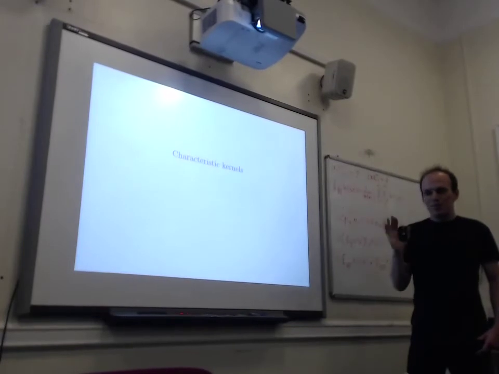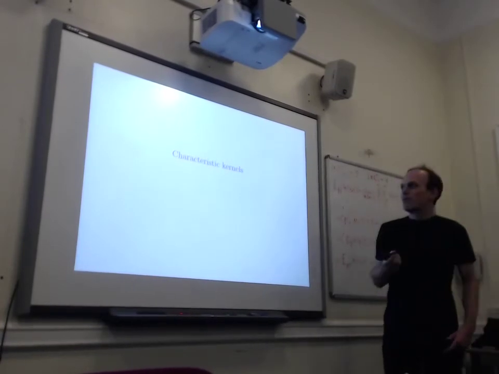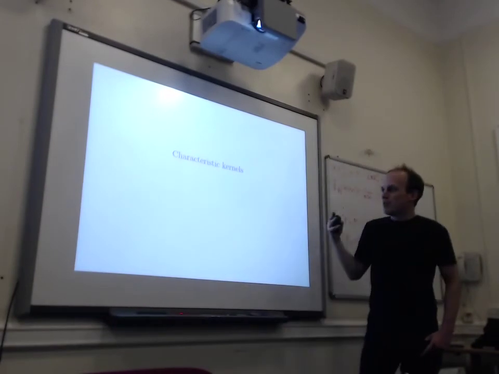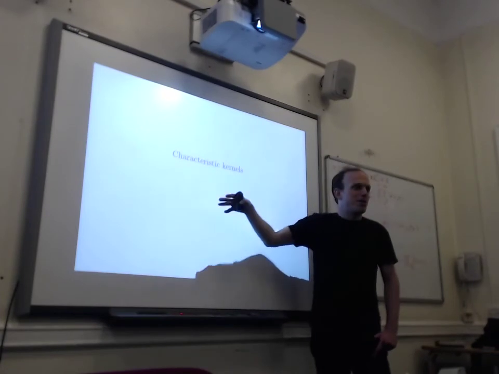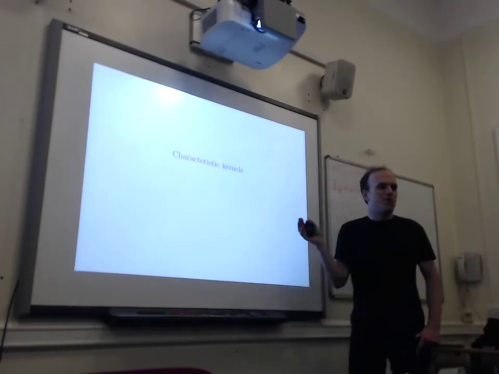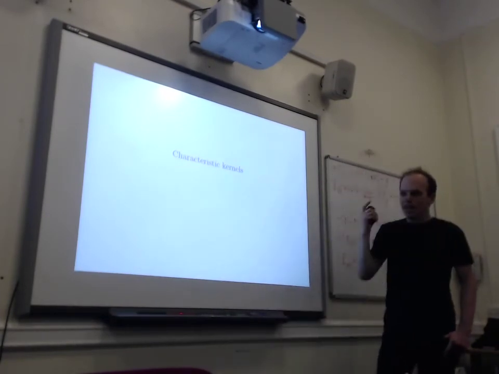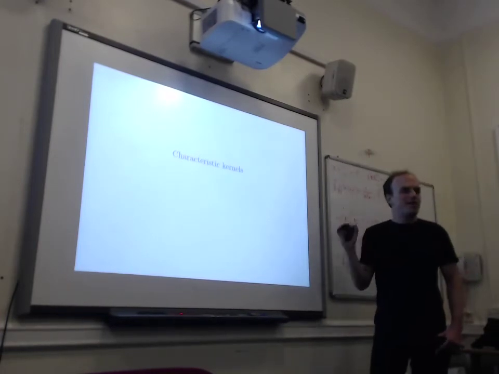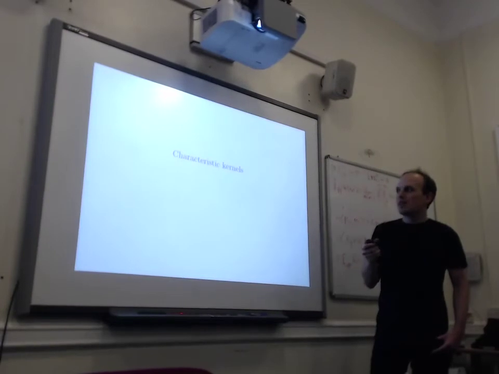So the way that we choose our kernels to have this property is to make sure that they have this characteristic property. So I'm going to define by characteristic kernels those kernels for which this very strong property holds. Okay? And I will now talk about how to test whether kernels actually satisfy this property.